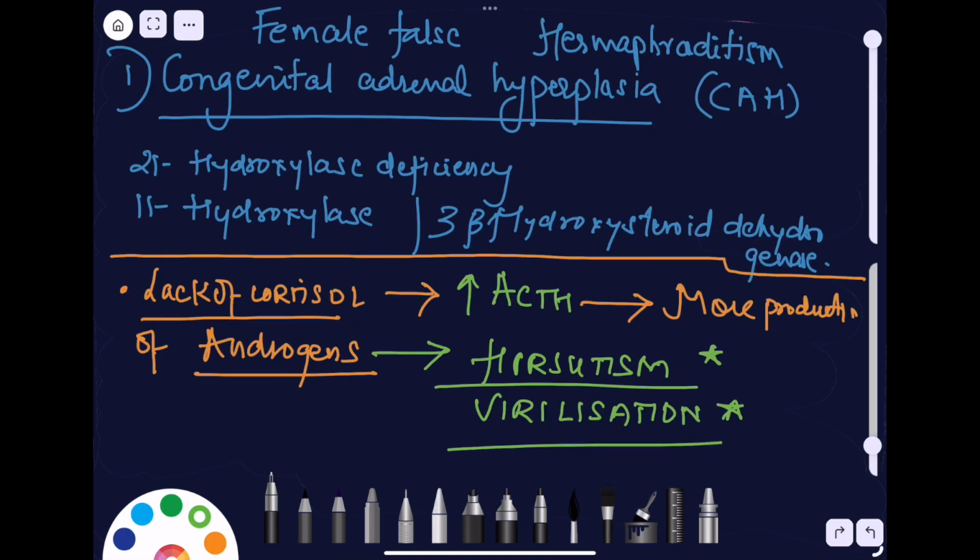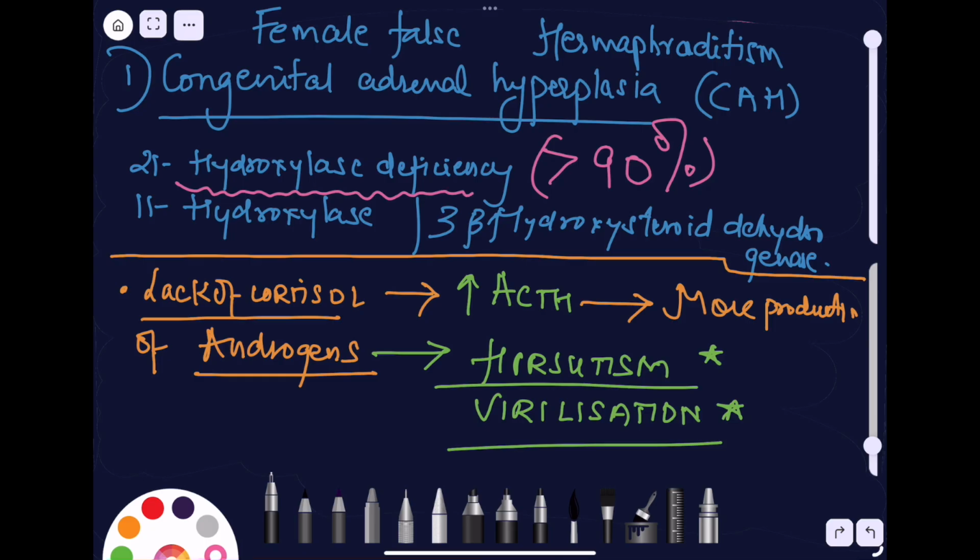In female intersex, congenital adrenal hyperplasia is the most common cause. 21 hydroxylase deficiency is present in more than 90% of the cases. With this, there is a lack of cortisol, corticosterone, and aldosterone formation. The entire pathway gets converted to androstenedione that increases production of androgens, especially testosterone, that gives rise to hirsutism and virilization with presence of ambiguous genitalia.